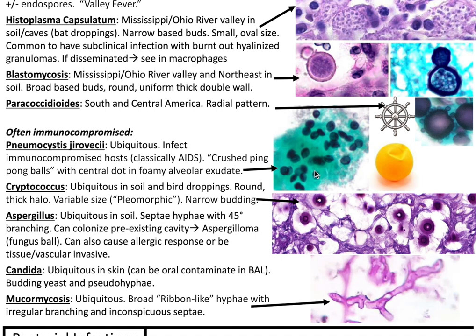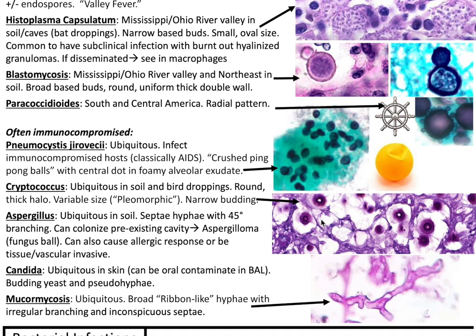Cryptococcus, ubiquitous in soil and bird droppings. You'll see a round, thick halo, variable size and can be pleomorphic, and you'll see narrow budding. Aspergillus, it's ubiquitous in soil. You'll see septate hyphae with 45-degree branching, can colonize pre-existing cavity leading to an aspergilloma or a fungus ball, and it can also cause an allergic response or be tissue/vascular invasive.